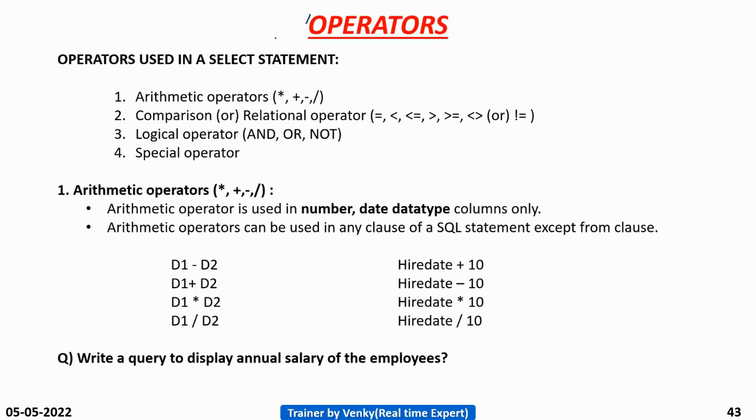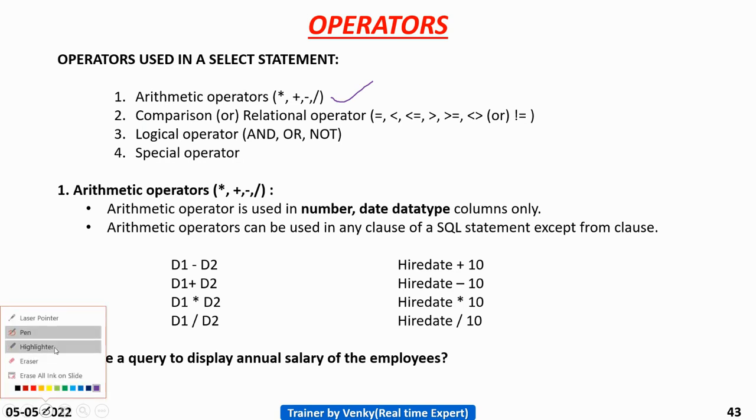Now we move to the operators. In Oracle SQL, there are 4 types of operators. One is the arithmetic operator. Another one is the comparison or relational operator.